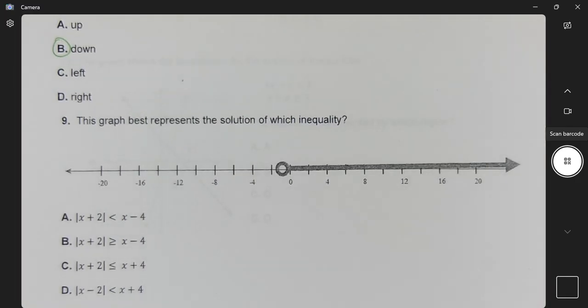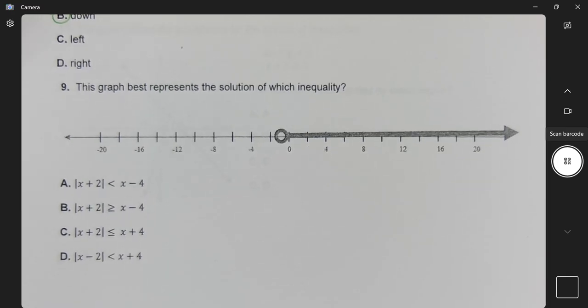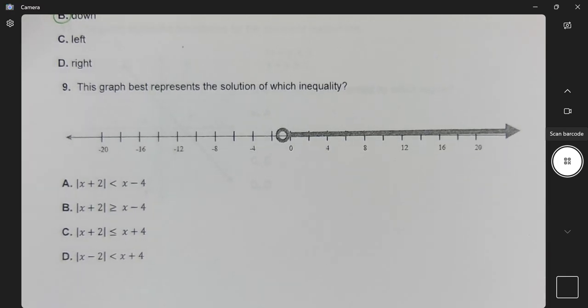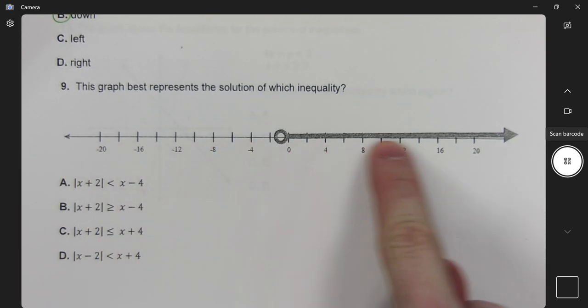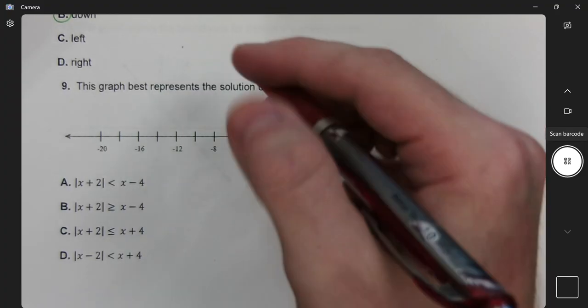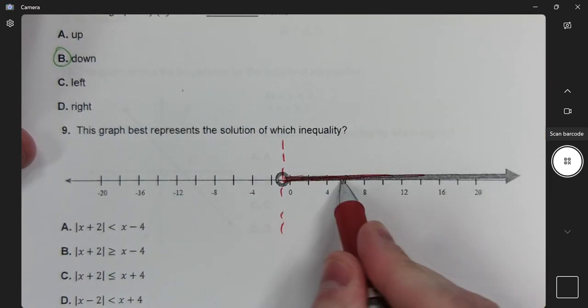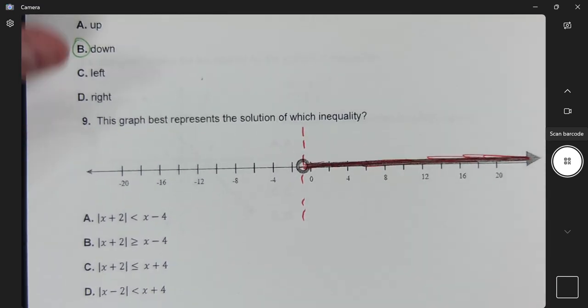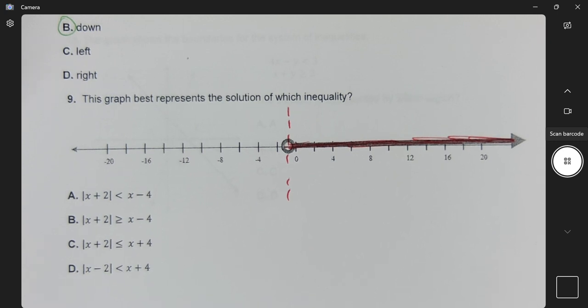Number 9. Man, look at that. They're really trying to trick us. You know what I would do for this question? I wouldn't solve anything at all. You've got Desmos on your side. Pretend this is the x-axis. What we need is a dotted line, because that's what the open dot means, and we need the x-axis shaded to the right. And all we have to do is type these answer choices on Desmos and see which one matches. First of all, let's think smarter, not harder.